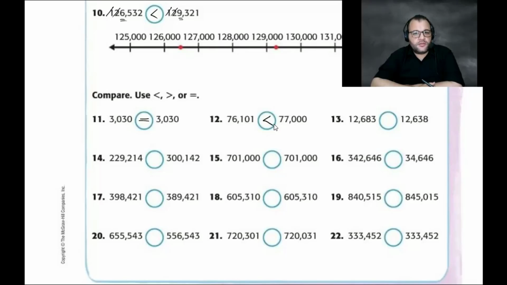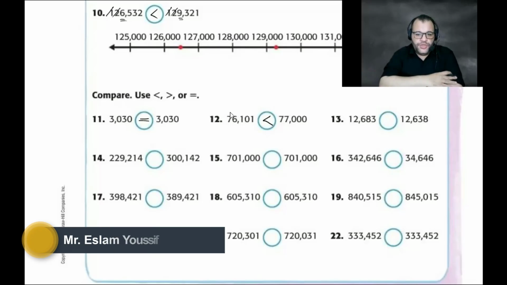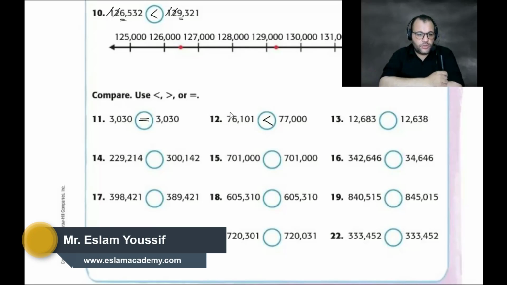76 what? What is the name of the period? 76,101. And 77,000. 76,101 is smaller than 77,000. Okay. So number 12 is done. Next we need Ahmed Raza to solve number 13.